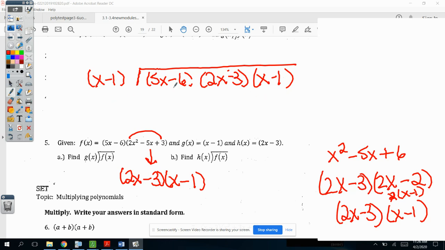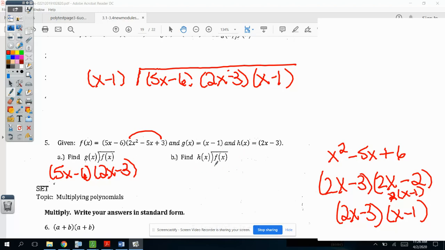So now those x minus 1's cancel, and I'm left with 5x minus 6 and 2x minus 3. If you wanted to double distribute that, you can, but you also could just leave it like it is. Okay, and the second one here, the same thing is going to happen when I take a 2x minus 3 on the outside. I would also have to keep that in that factored form to see what cancels. I'm going to have a 5x minus 6 and an x minus 1. Okay, this is good stuff.